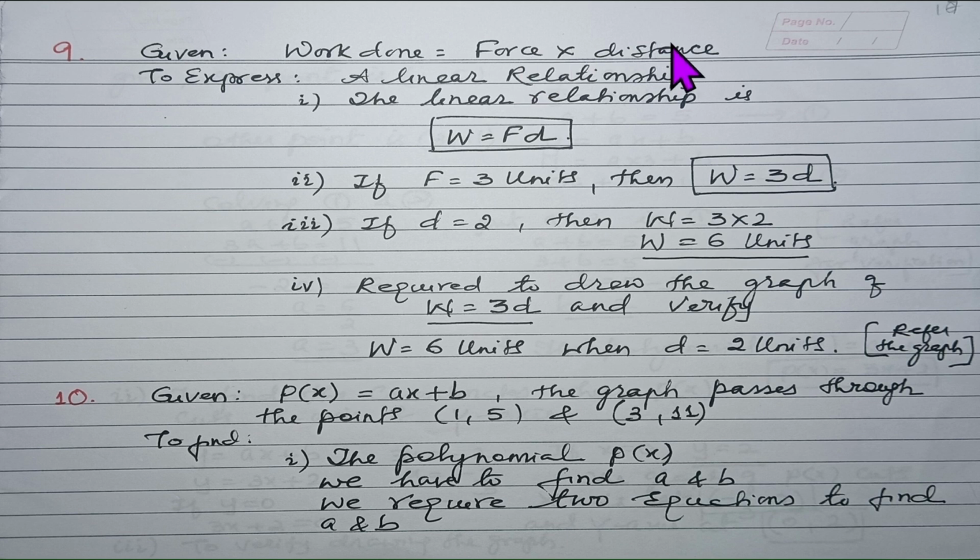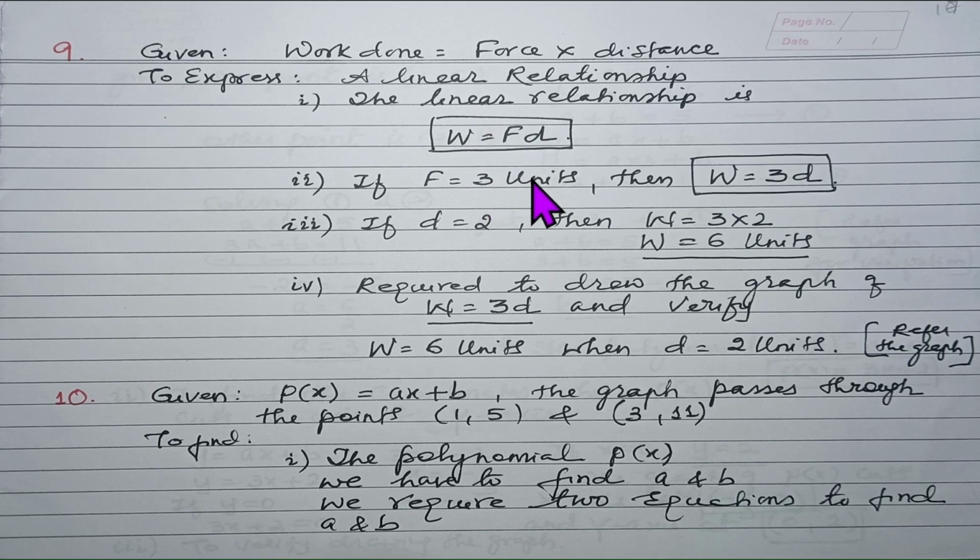Now in this 9th example, we have been given that work done is equal to force into distance. It means we know the definition of work done. Work done can be measured by taking the product of the force and the displacement in the direction of the force. Now we have to establish a linear relationship between them, and the linear relationship is that the work is equal to Fd for the displacement for a given force. The work done is equal to F into D for a given force.